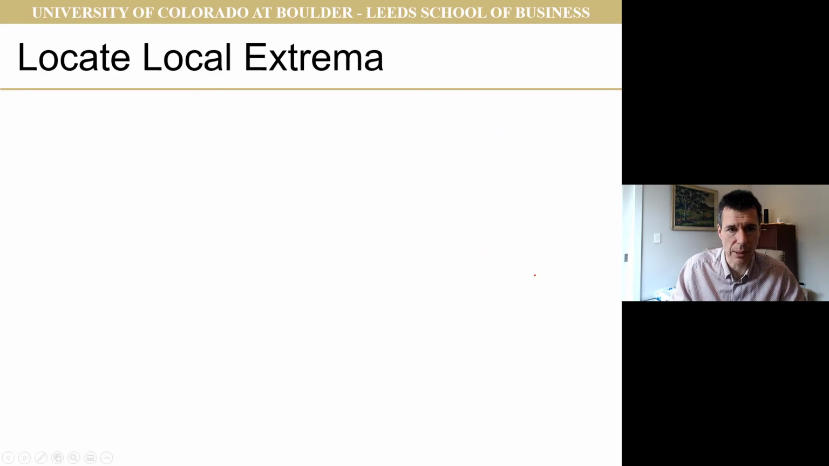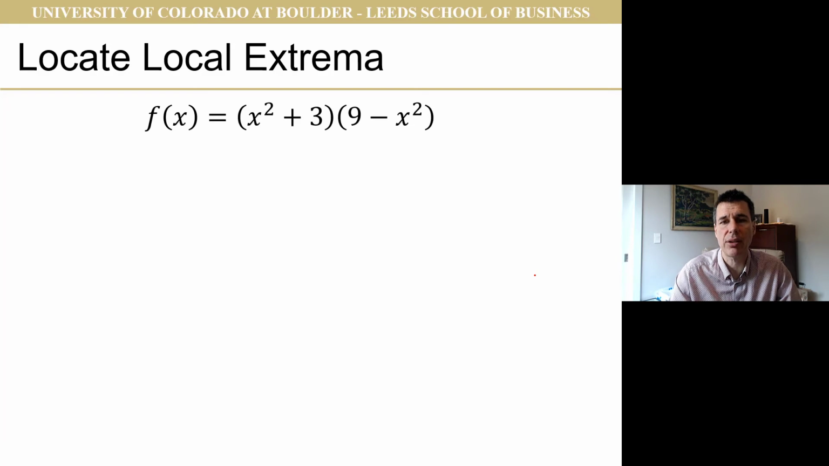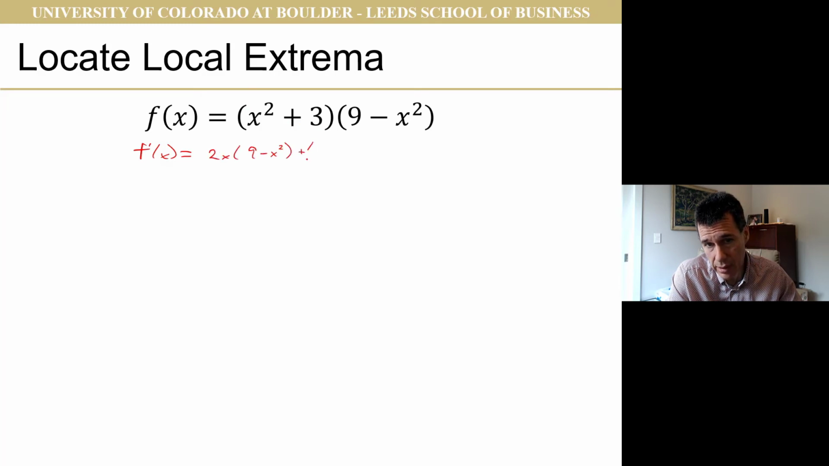Okay, let's do a couple more. f(x) = (x² + 3)(9 − x²). Take the first derivative. f′(x) equals, we've got a product rule here. We could multiply this all out, but let's just take the product rule: the derivative of the first function is 2x times (9 − x²), plus the first function, (x² + 3), times −2x.